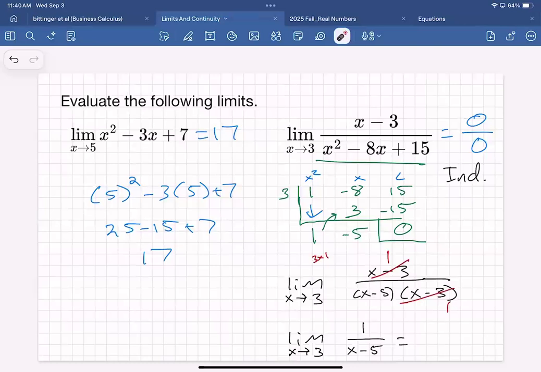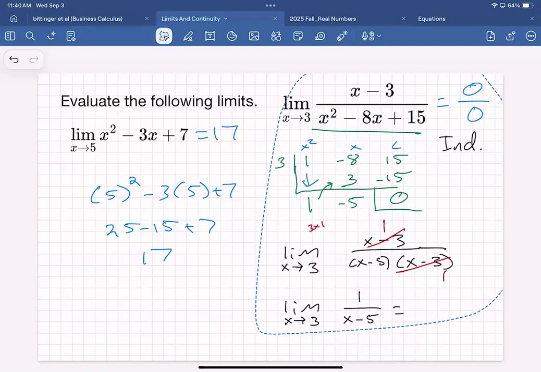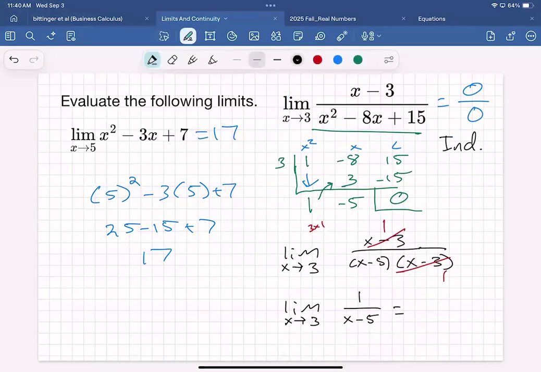What's 3 minus, oh. Sorry, let me know when it's off the screen, y'all. I updated my app and it's acting weird.